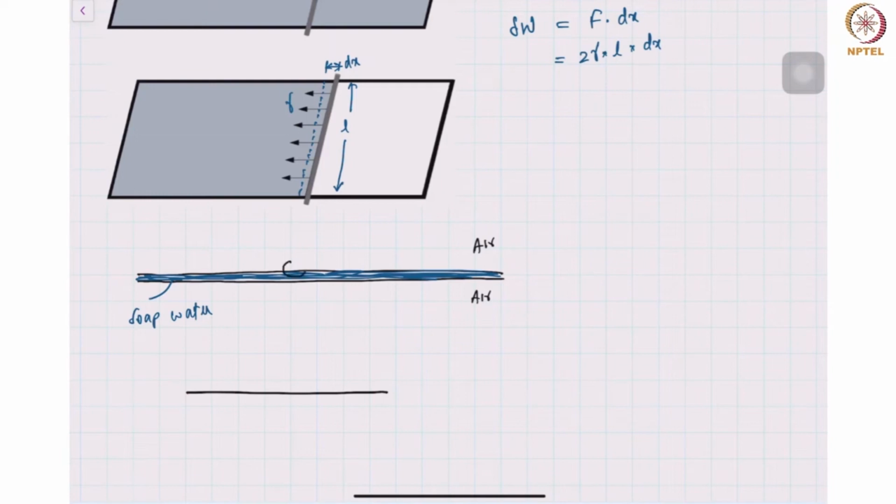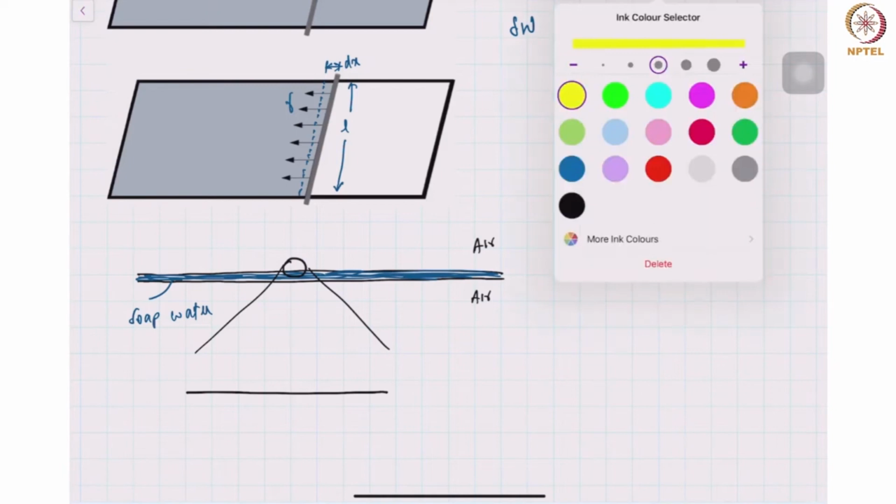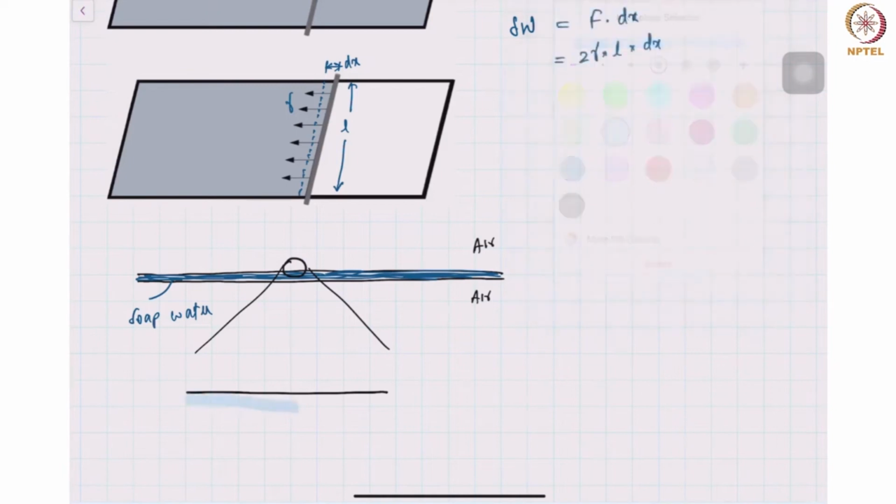I zoom into this part of the soap film and I ask, how does it look? Okay, so what we have now is water at the bottom, or soap water at the bottom to be precise, and we have air at the top, so we have air and soap water.